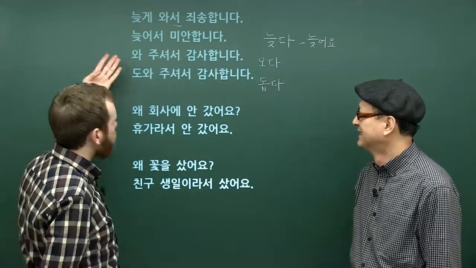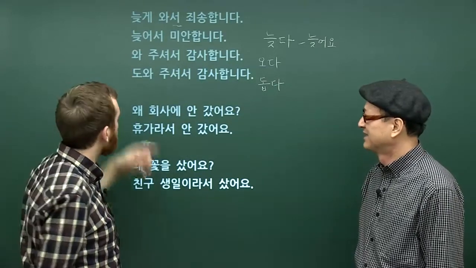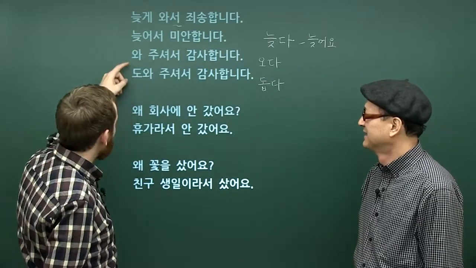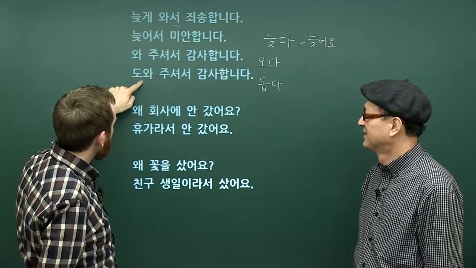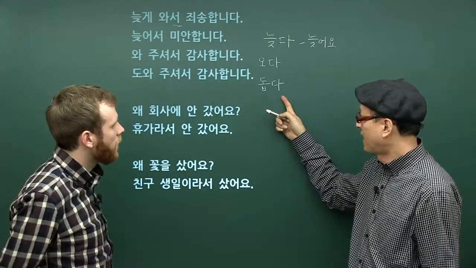Maybe even at the start of a meeting, people could say this to introduce and say, "Oh, thank you very much for coming. 와주셔서 감사합니다." And in this case, we're not using the verb 오다. We're using 돕다, which means to help.